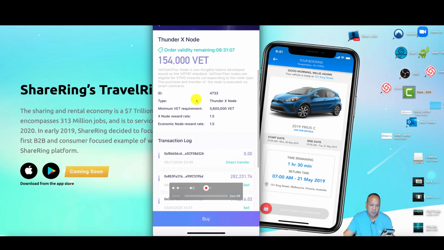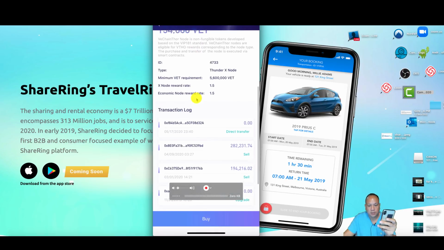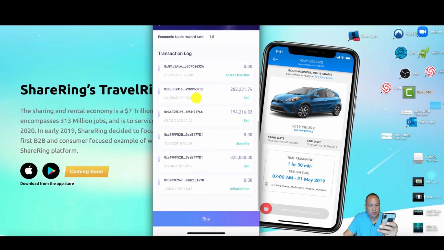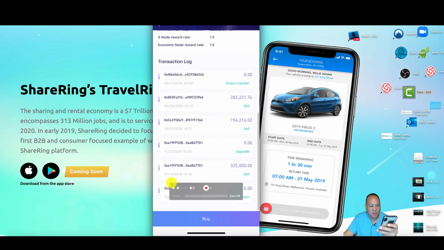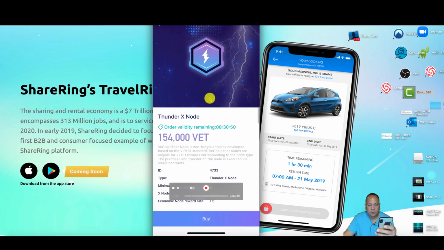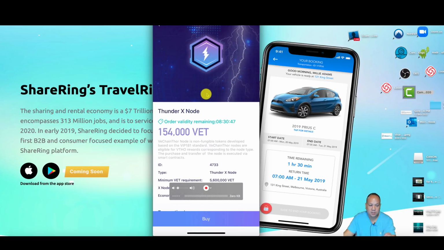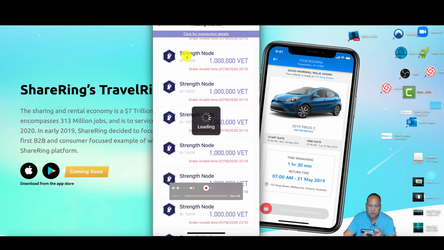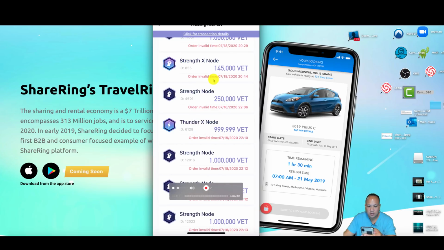And then at the bottom here, you can see the transaction log, so you can see the history of when it was initialized. It was initialized in 2018. It sold for 325,000. Then it sold for 194,000. And then just recently, it sold for 282,000. So that is how you buy it. These are X nodes, and then they also have Strength nodes, etc.